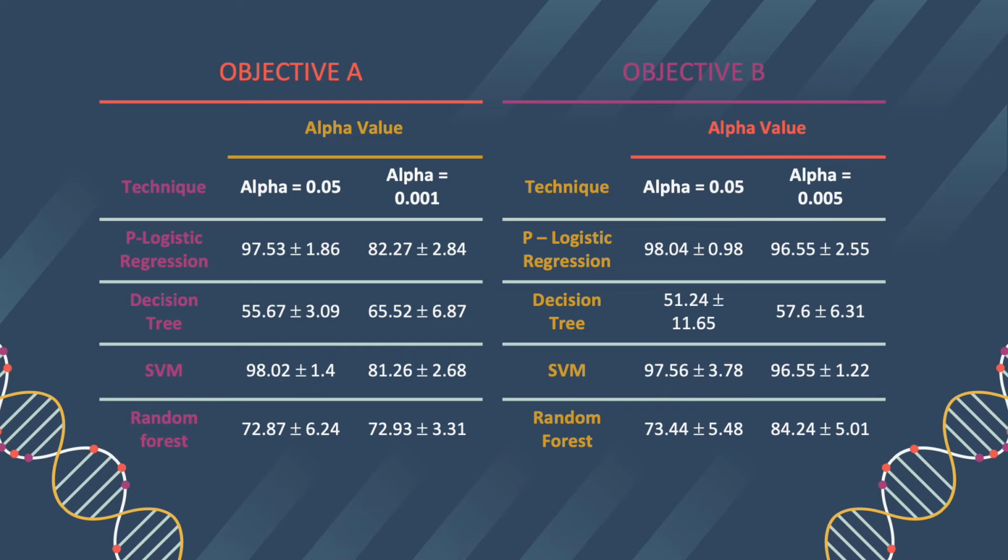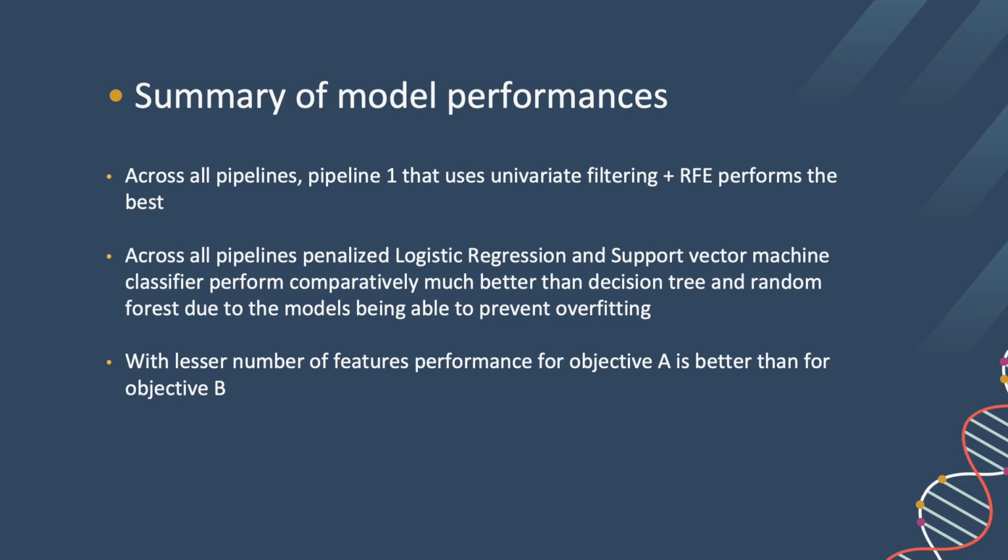We can see that for both objective A and B, across the different alpha values, the performance of penalized logistic regression and SVM is much better than that of decision tree and random forest. Based on this, the following points can be made to summarize the model performances. Pipeline 1 uses univariate filtering with RFE that performs the best. Across all the pipelines, logistic regression and SVM perform better because they are better at handling high dimension data and overfitting issues, and these pipelines are better at predicting the response type over the treatment type.